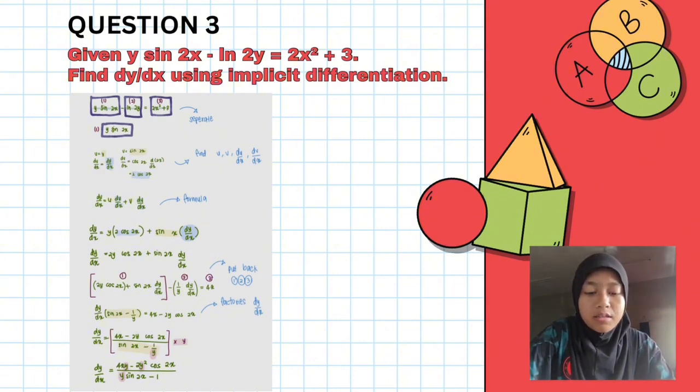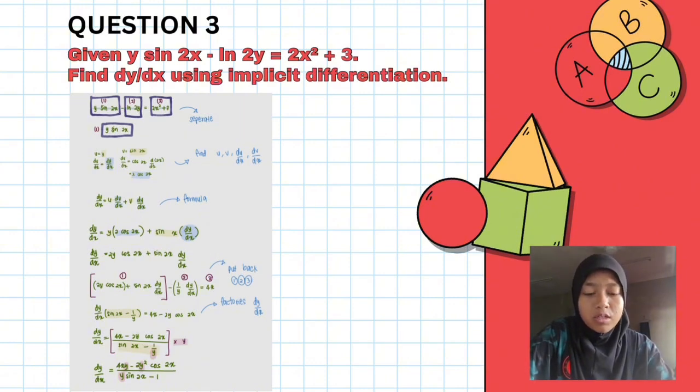Now, differentiate each part with respect to x. For the first term, y sin 2x, I use the product rule because it involves 2 functions multiplied together. Let u equal y, v equal sin 2x. Then du/dx equals dy/dx and dv/dx equals 2 cos 2x.